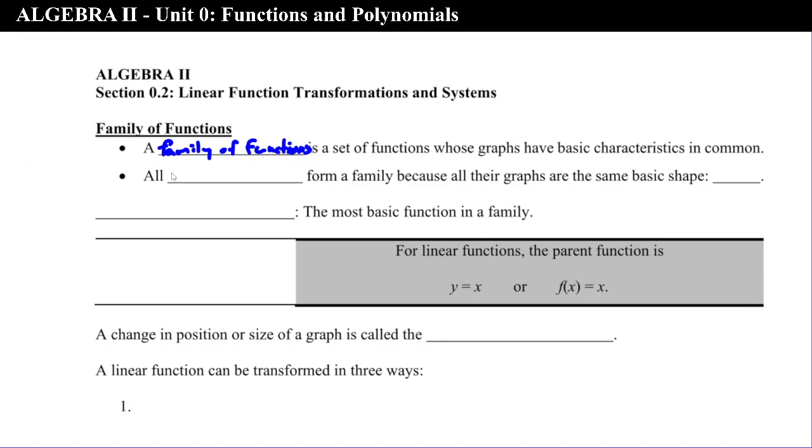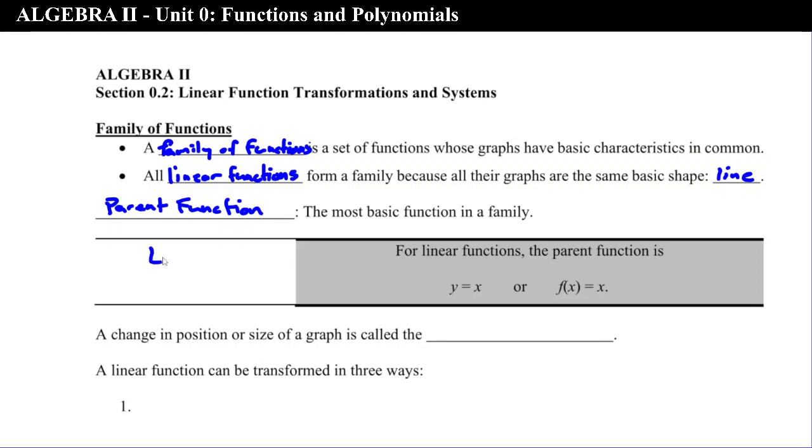Well, all linear functions form a family because all their graphs have the basic same shape. And we just mentioned that that shape is a line. Okay? Well, since we're talking about a family of functions, it would make sense that we have something that's called a parent function. And basically a parent function is the most basic function in a family.